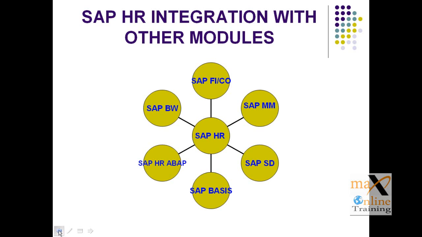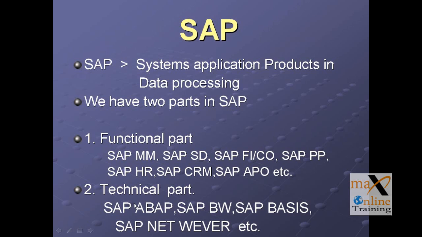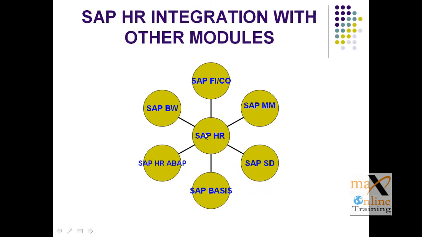SAP HR ABAP is a programming technique we use only under the SAP HR module. It's a programming technique. Normal SAP ABAP is used under MM, SD, FICO, PP, APO, CRM. But this SAP HR ABAP we use for SAP HR programming. That is the difference between HR ABAP and ABAP.